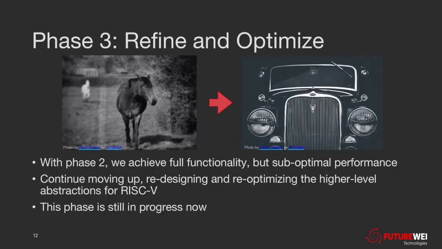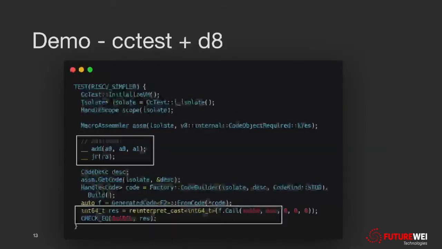With phase 2, we get a fully functioning V8 engine, but the performance is not optimal. So phase 3 is really about refining, refactoring, and optimizing the generated code sequence. Right now, we are in phase 3. So next, I'm going to give some demos. There will be two configurations we want to show. The first configuration is running on x86, but using the simulated run. And the second configuration is running on the actual board.